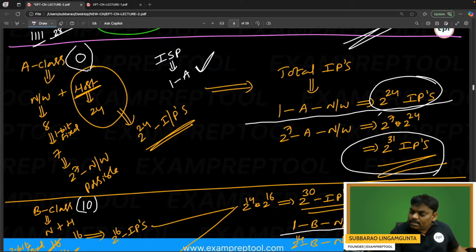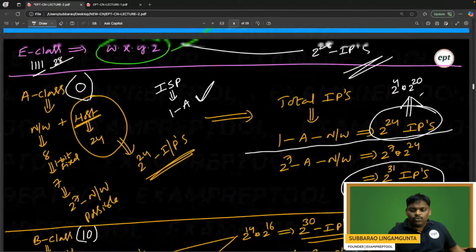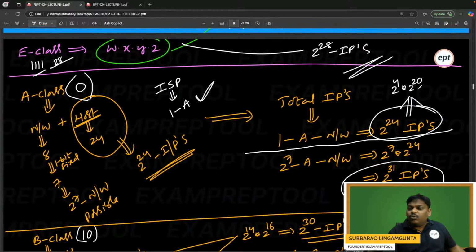Some people are asking, sir, how many IPs are there in class A? Let me write now: 2 power 24. This can be written as 2 power 4 into 2 power 20. Remember, 2 power 10 is 1K, 2 power 20 is 1M. So 2 power 4 is 16, and 2 power 20 means M. So 16 million, kilo and million, something like that.